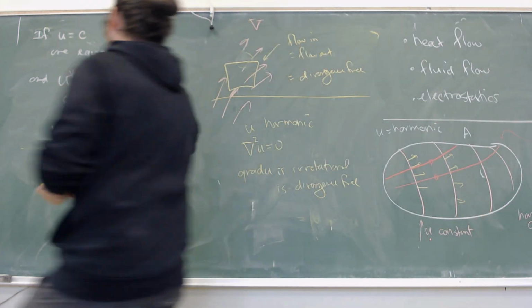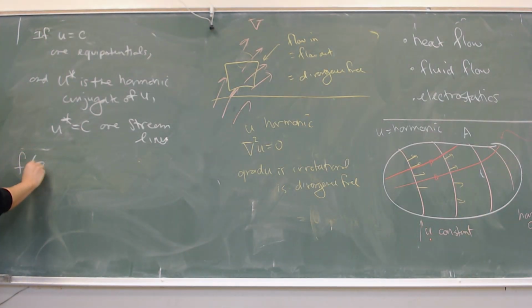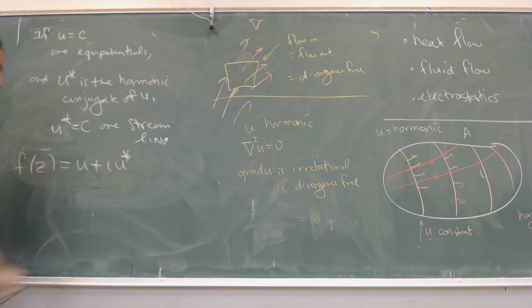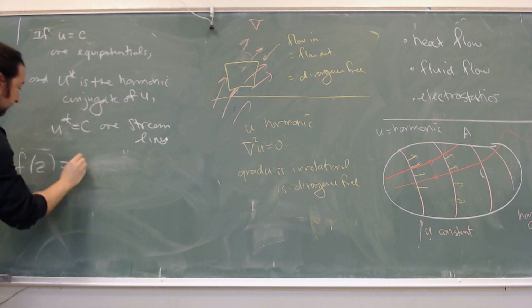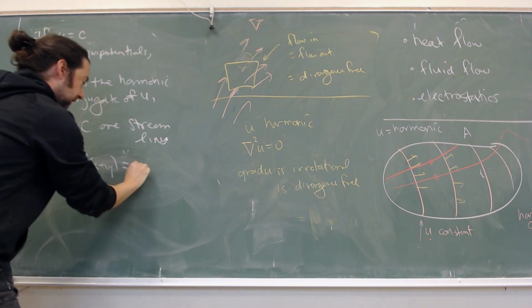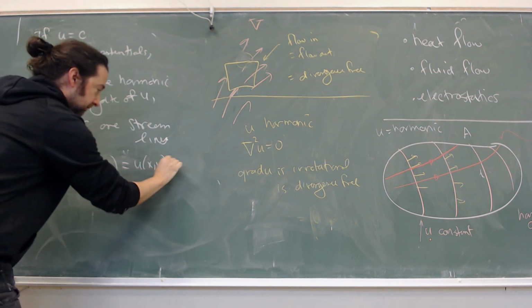So that means that we define a function f of z equal to u plus i times u star. Here, f of z is f of x plus iy. We reimagine this in the complex setting.